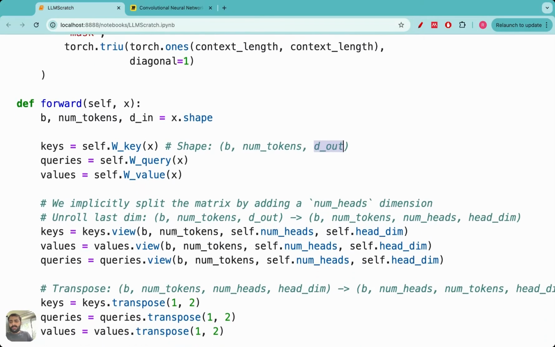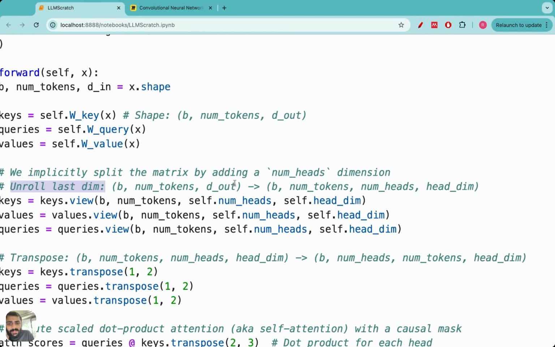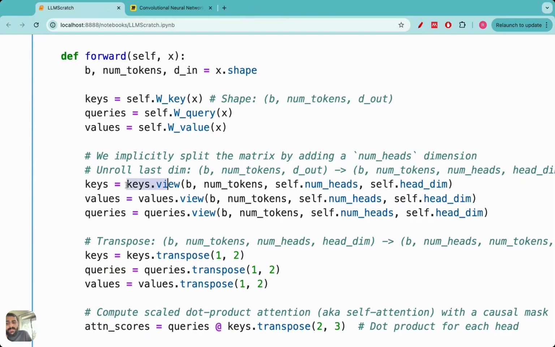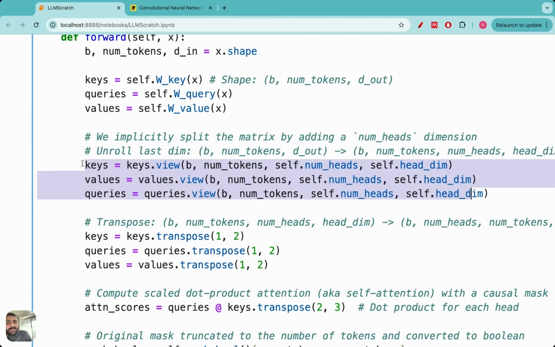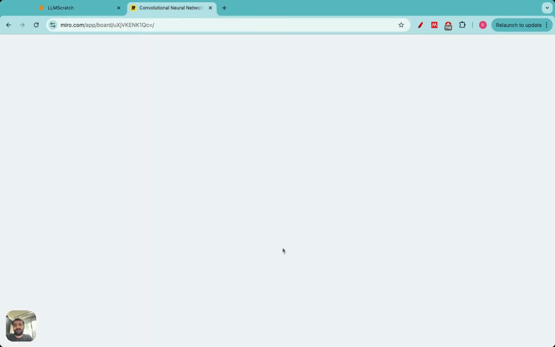Now if we come to the code, this line has been mentioned over here. So see, we have to unroll the last dimension. So now the d out will be replaced with the number of heads and head dimension. This is exactly what has been done over here. Keys dot view. So now keys will be replaced with keys dot view of b, number of tokens, number of heads, and head dimension. This is exactly what we just saw on the whiteboard. So in this step, the three-dimensional tensors have been converted into four-dimensional tensors to include the number of heads and the head dimension. Great. Now we move to the next step.